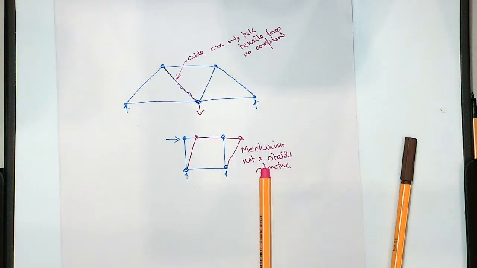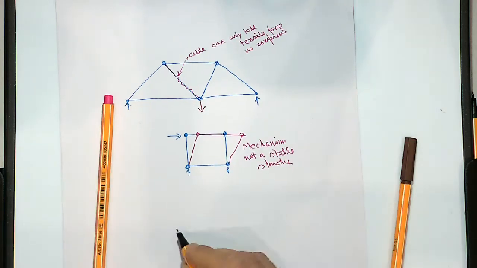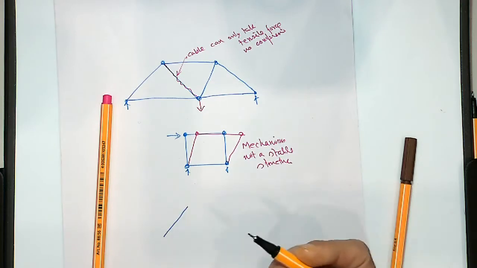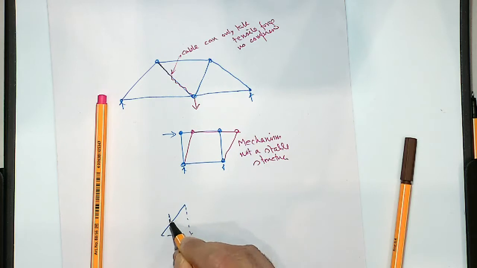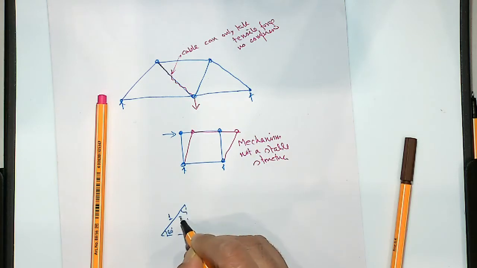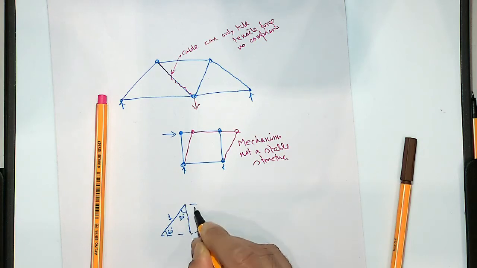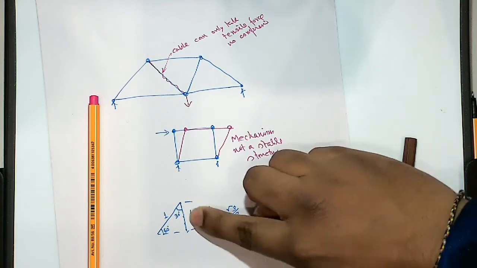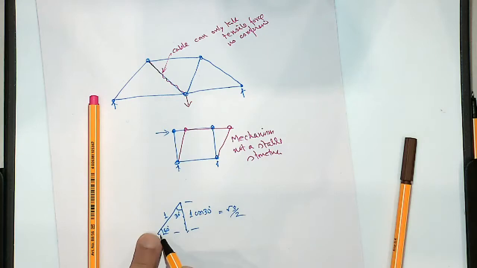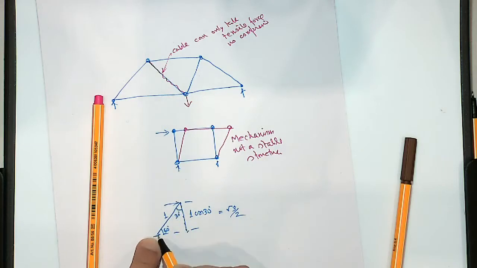Now cos 30 is root 3 by 2. So if this is 1, this is an equilateral triangle, so this is 60, this is 30 degrees. So this distance is 1 cosine theta, which is root 3 over 2. So we were finding this line, this distance, because that's what the moment of this force would be: force times this distance, right?